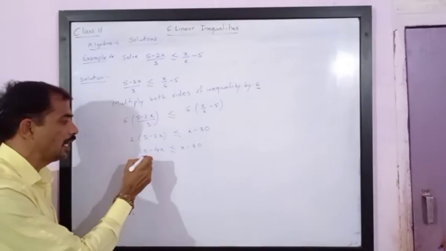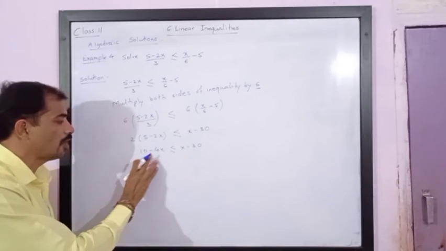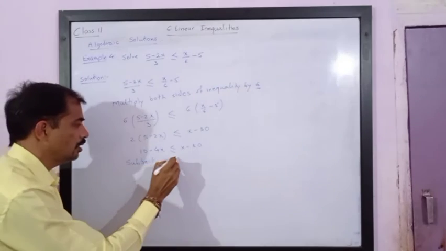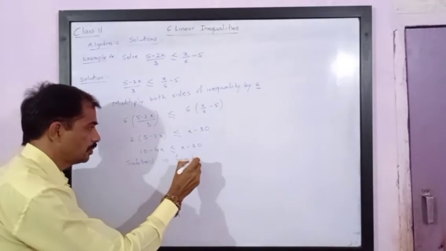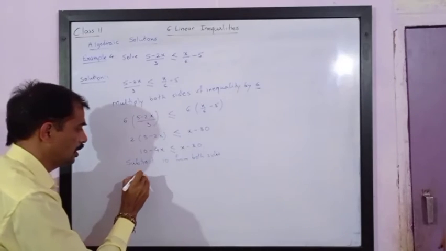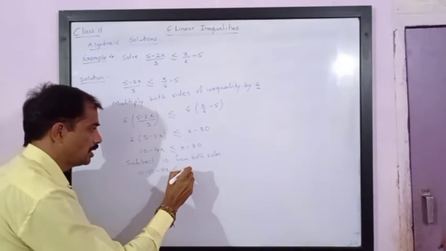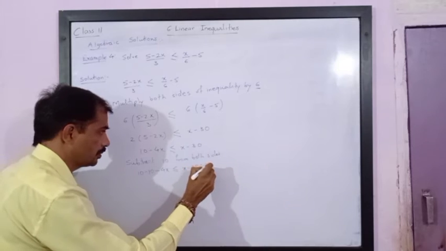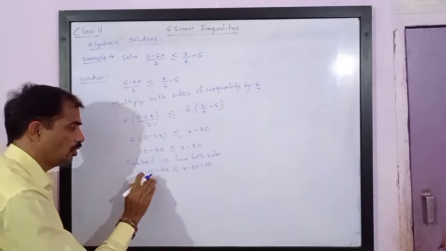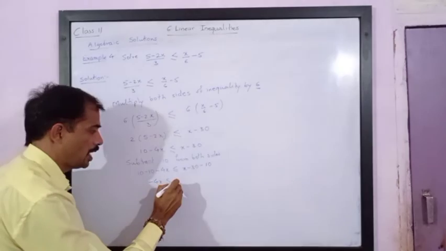Now let us eliminate 10 from this side. So to eliminate 10, subtract 10 from both sides. You will get 10 minus 10 minus 4x is less than or equal to x minus 30 minus 10. See, we have subtracted 10 from both sides. So 10 minus 10 will become 0. You will get negative 4x is less than or equal to x minus 40.